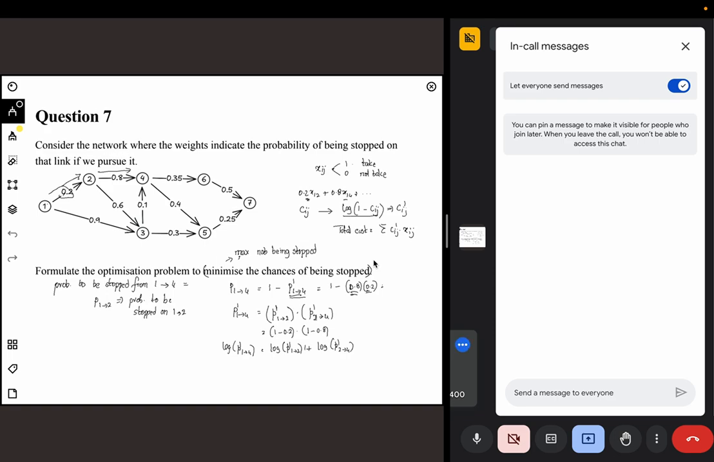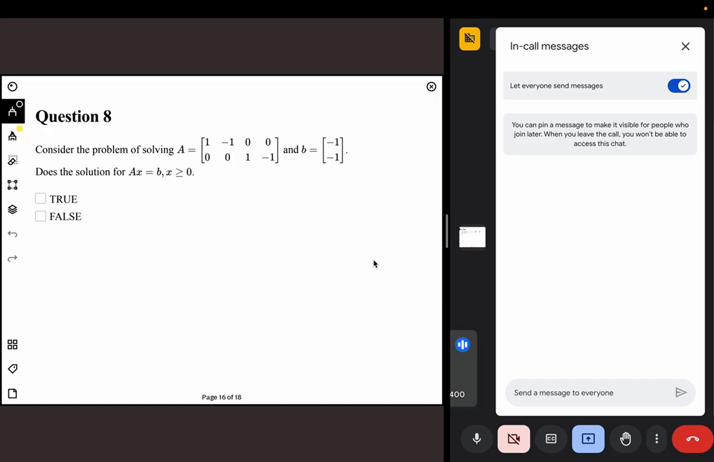Okay. So this is a problem that I kept for Farkas lemma. You see that I have a certain A and a certain B, and I'm asking you to find whether a solution to AX equals B exists or not. If I just substitute directly, what will it be? A is 1 minus 1, 0 0.